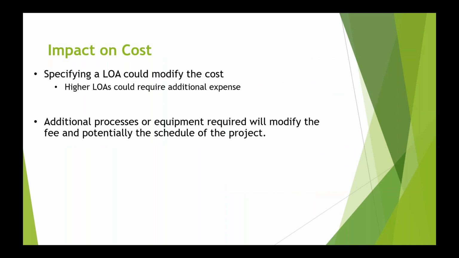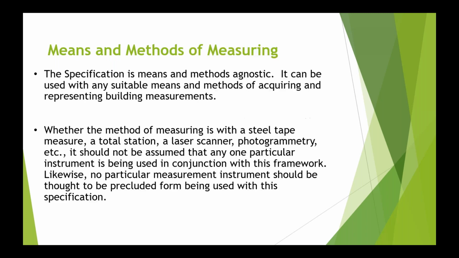So there's obviously an impact on cost with a different level of accuracy. Specifying a level of accuracy could modify a cost. That's what we say: it's going to modify the cost. Different accuracies require different components, different things done. Higher, or tighter, LOAs require additional expenses. Getting down to a 16th of an inch, it may be a different instrument, maybe something else. Additionally, the processes required to maintain that will modify the fee, and potentially the schedule. So we put this out there as a discussion point, so everybody's on the same page.